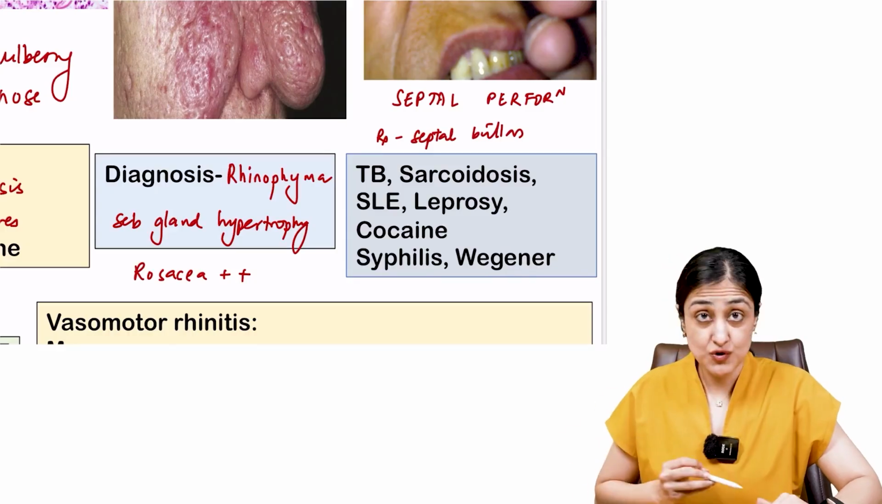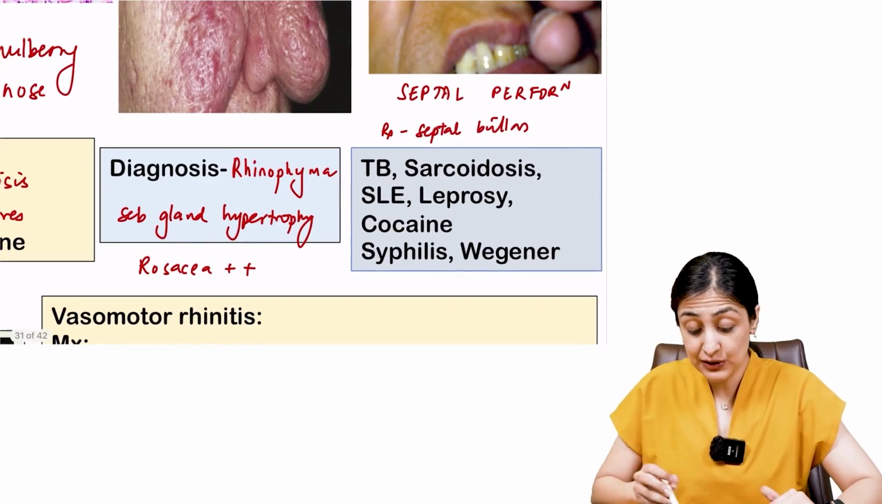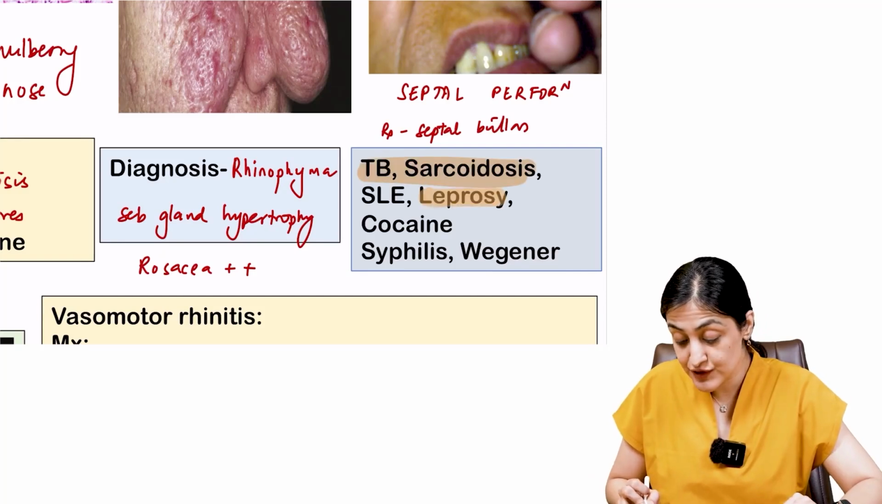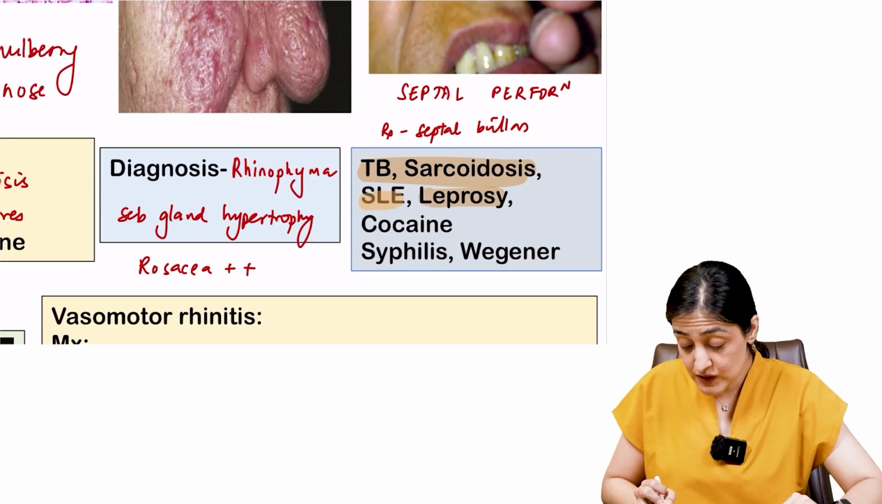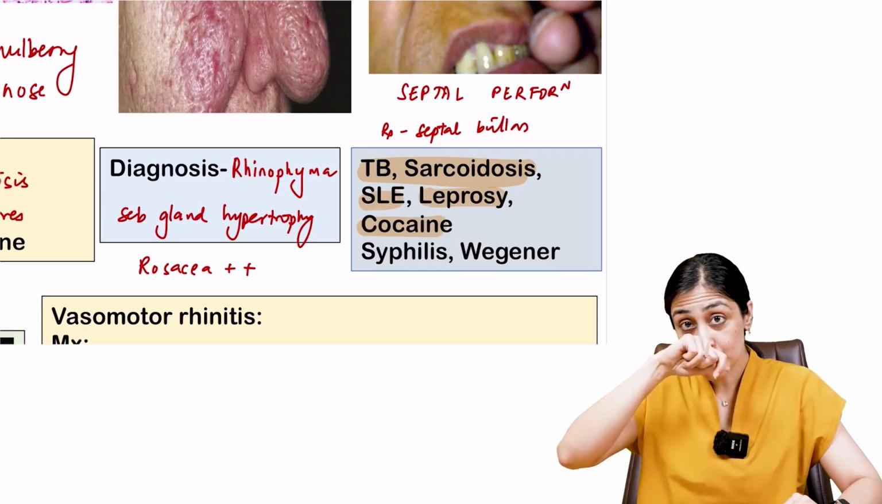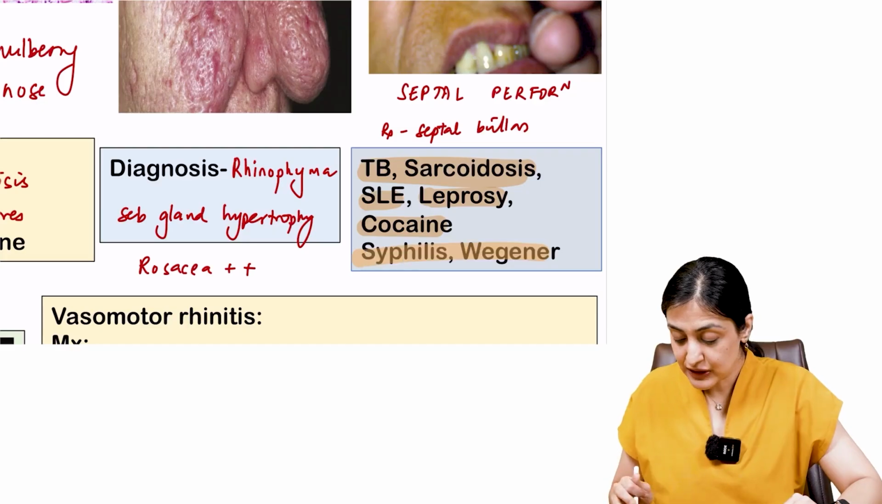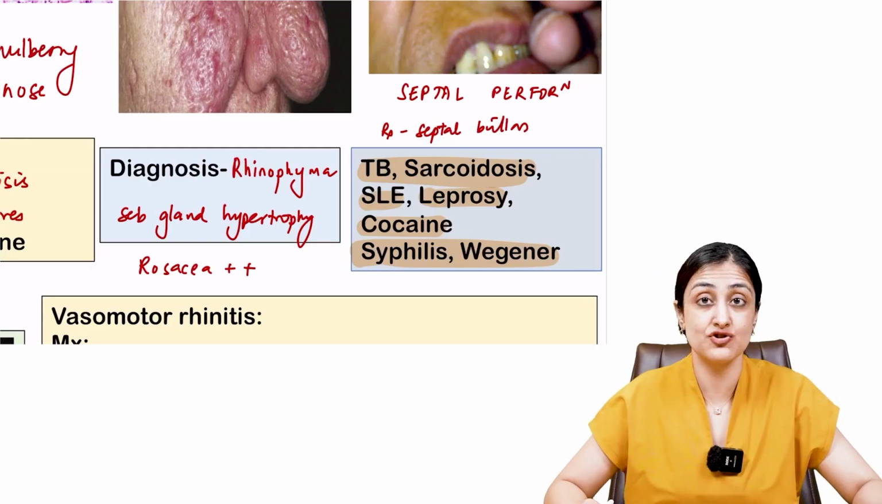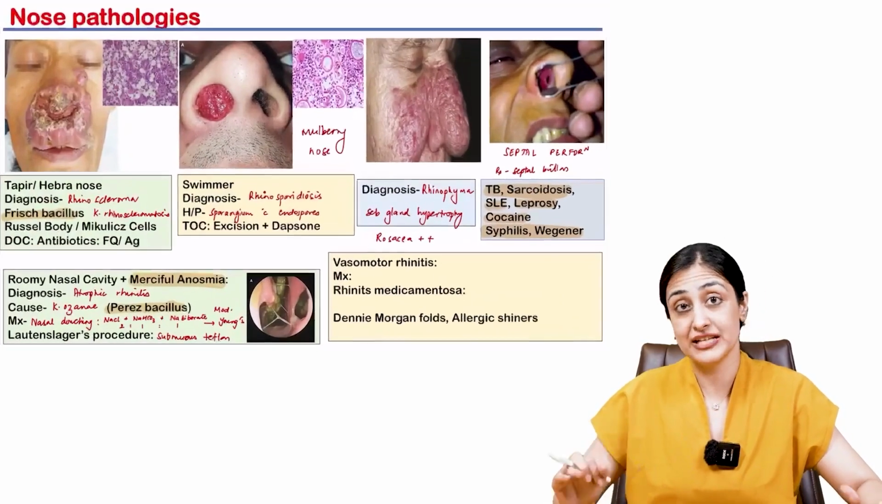So what are causes of septal perforation? Any of your granulomatous disorders like TB, sarcoid, leprosy, lupus can cause this. Cocaine, yeah, because you snort cocaine. Syphilis and Wegener's, right? So all granulomatous disease essentially can cause involvement of the nasal septum.